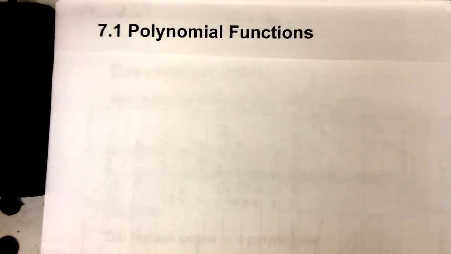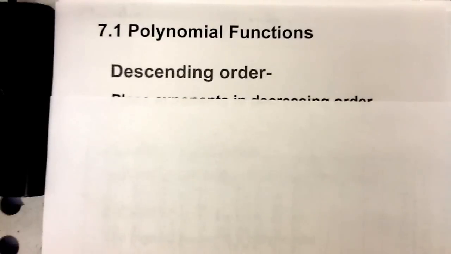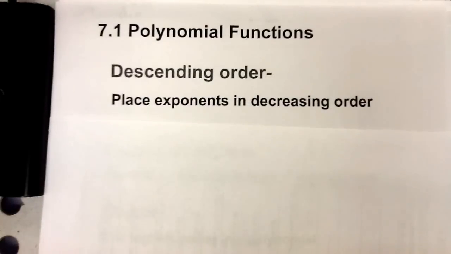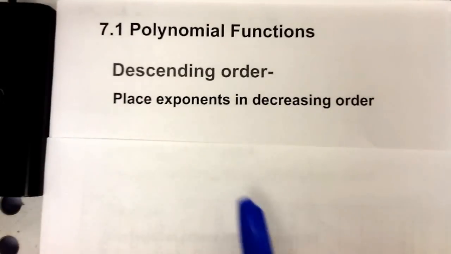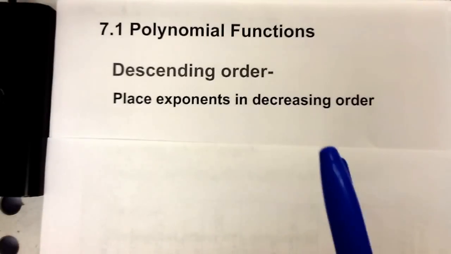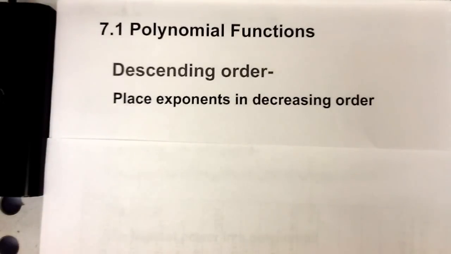7.1 Polynomial Functions. First of all, I'm going to start you with some terminology. This is something we've been doing. Just going to talk about a little bit more descending order. That's just putting your exponents in decreasing order, so like x cubed, x squared, then x, then a number. I'm going to get you to practice this in just a second, so I'm going to go over it and then we'll do it.